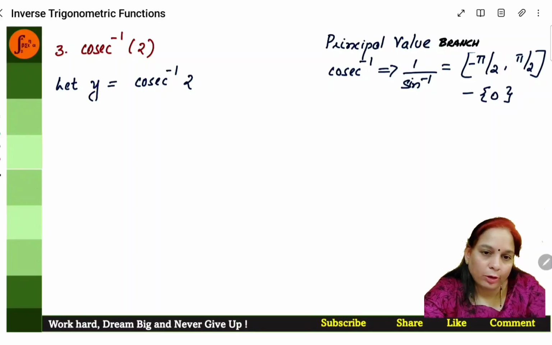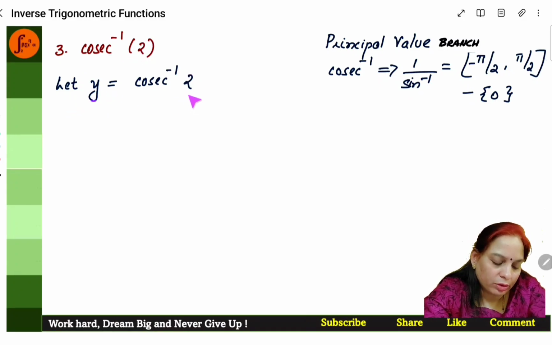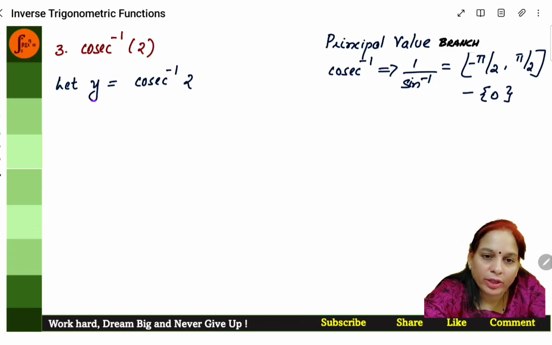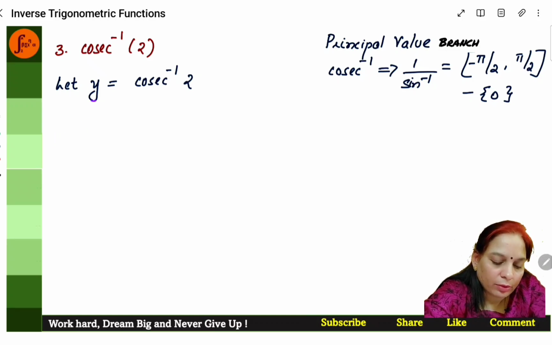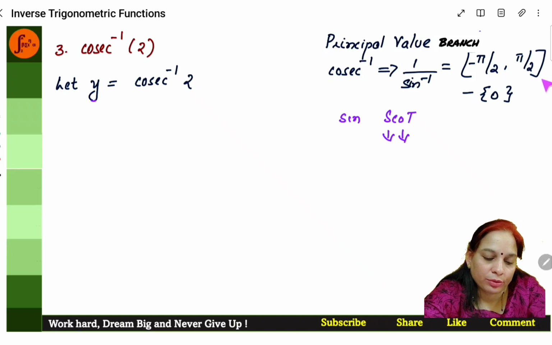Now let's go to the third problem. Find the principal value of cosec inverse of 2. We'll assume that y is equal to cosec inverse of 2. Now first we have to write the principal value branch. What is the principal value branch of cosec? It's in the group of sine, cot, cosec. So the range is minus pi by 2 to plus pi by 2.